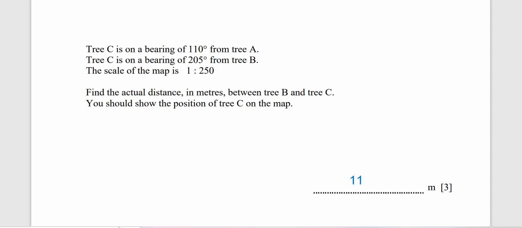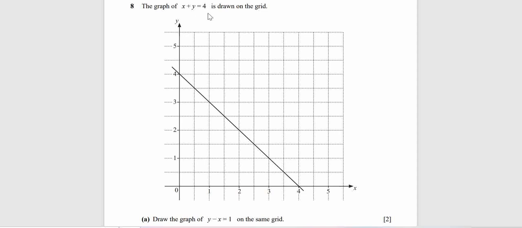Okay, let's move on. Question 8. The graph of x plus y equals 4 is drawn on the grid.